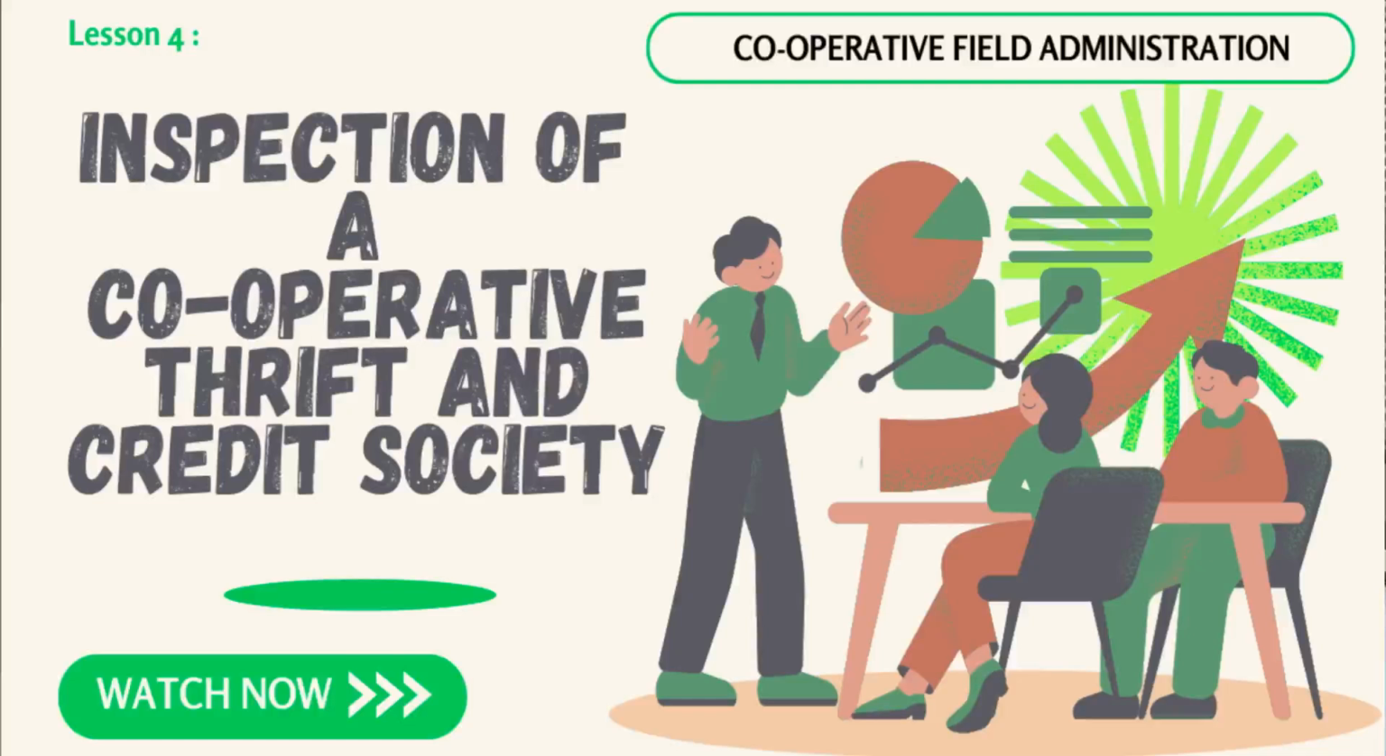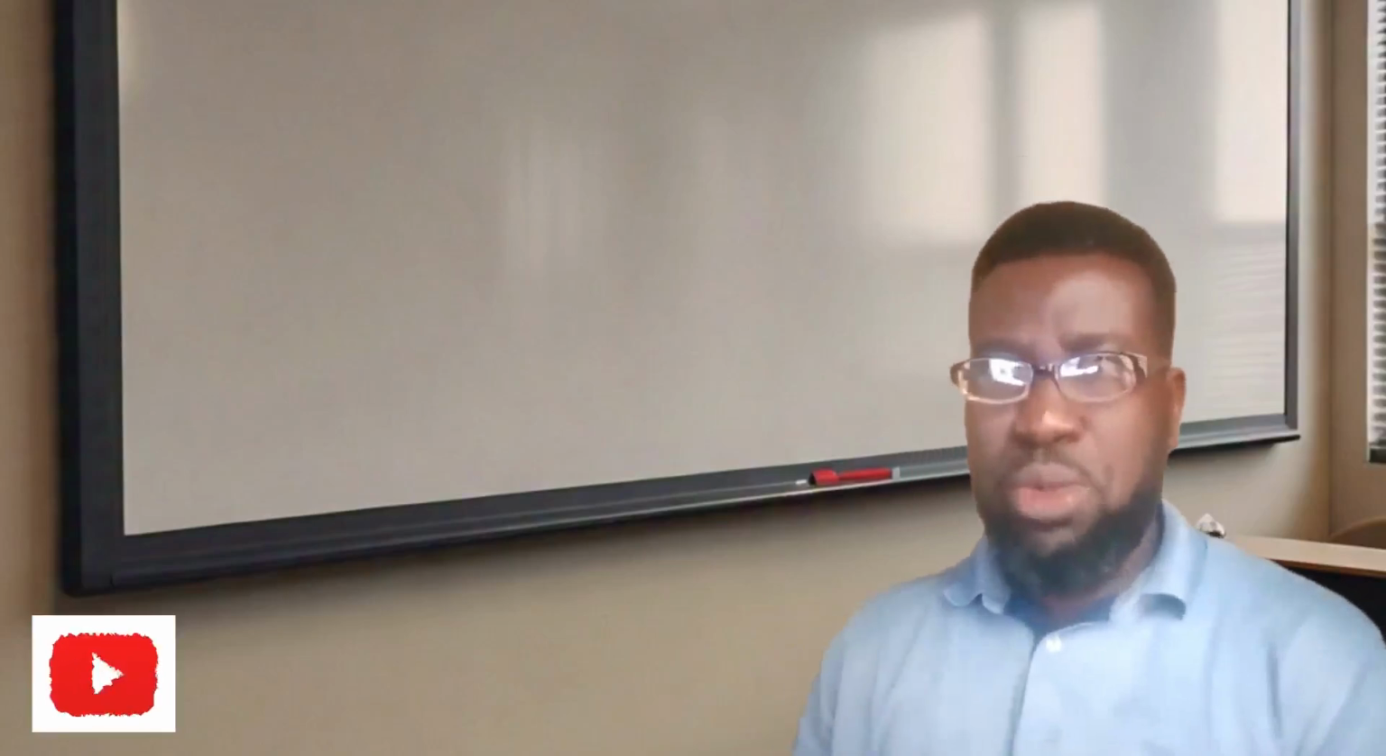The course remains CRD 322 Cooperative Field Administration. Today we'll be talking about inspection of a cooperative thrift and credit society. Okay, for us to be on the same page, let me share my slide.